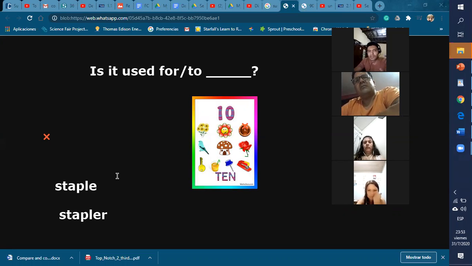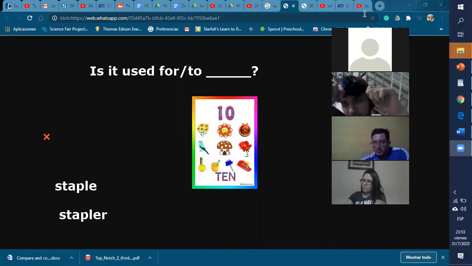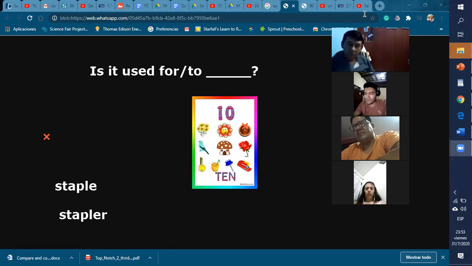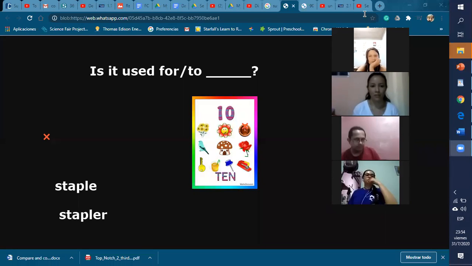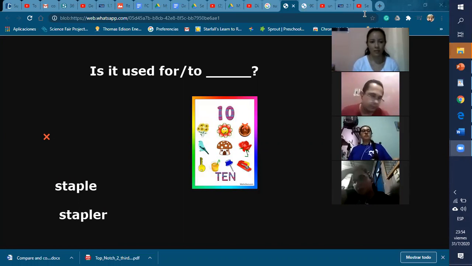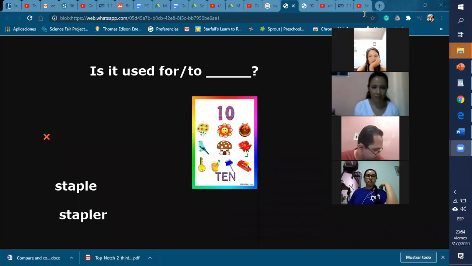So ask me the question. Is it used to or for? Used to staple. No, it's not. It is used to put something on the floor, or on the wall? On the wall, yes. Yes, it is.